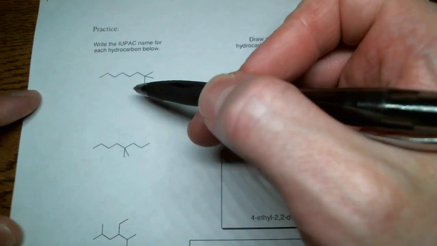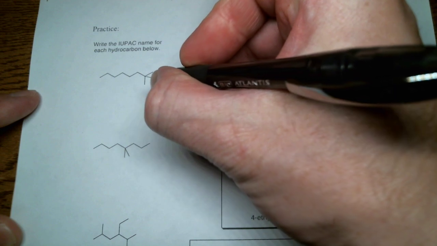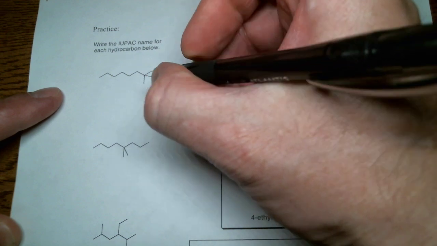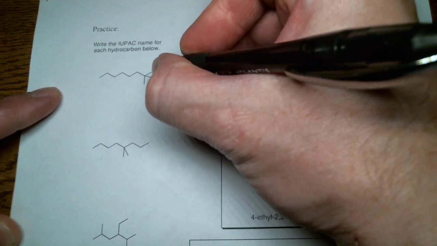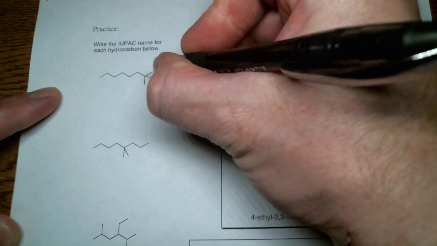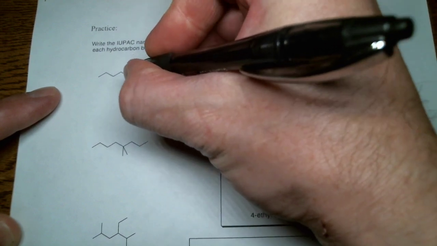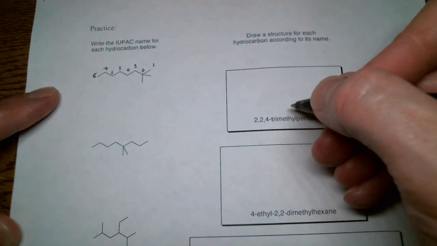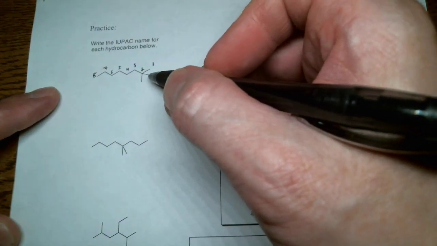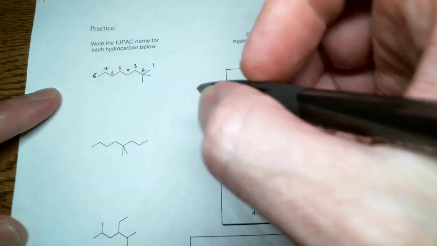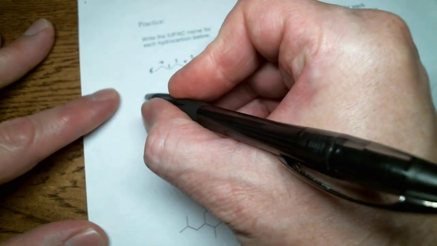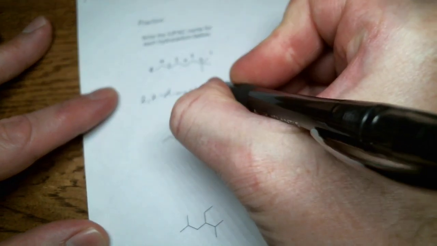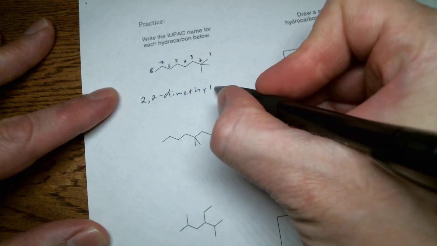We've got to find the longest base stem chain, so we can start numbering from the end closest to substituents, and that would be on the right side. It doesn't matter which of these three carbons we number 1. 1, 2, 3, 4, 5, 6. It is an octane because there are 8 carbons in our longest chain. There are 2 methyl groups at carbon 2, so we would call this 2,2-dimethyloctane.